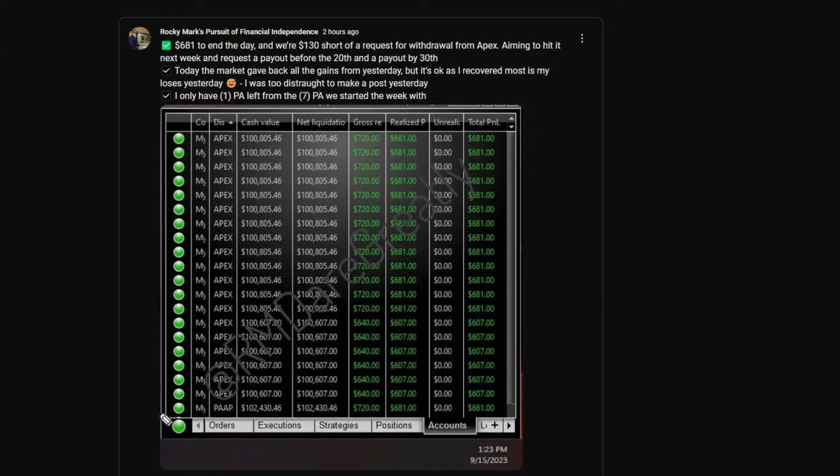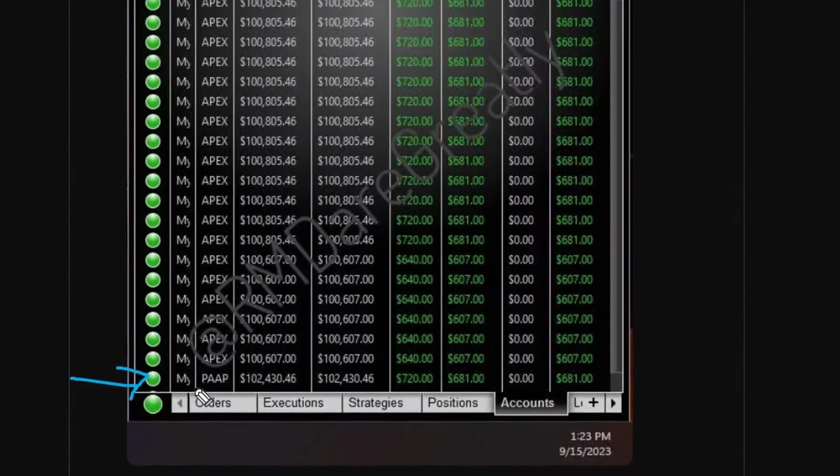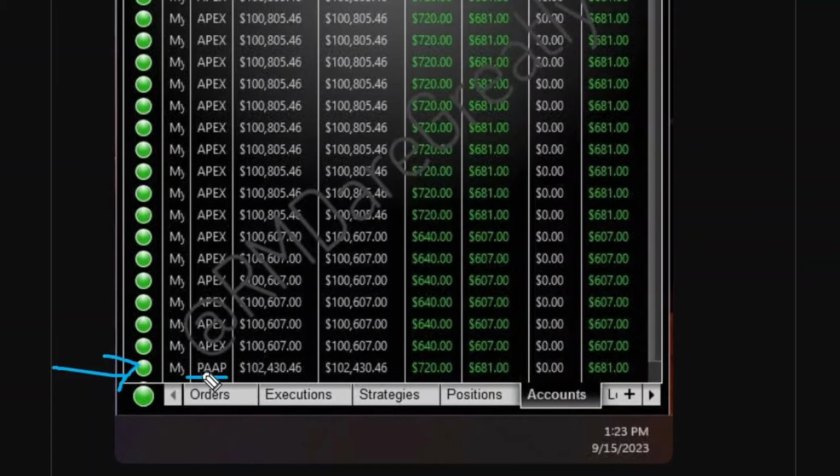And then the last account here, it starts with PA. So PA is a performance account. With this performance account, it is still paper trading. However, the profits that I do make from it, I am able to make a withdrawal. So right now, our P&L total from it is $2,430.46. So we need to hit $102,600 before I can make a withdrawal request of a maximum of $1,000.